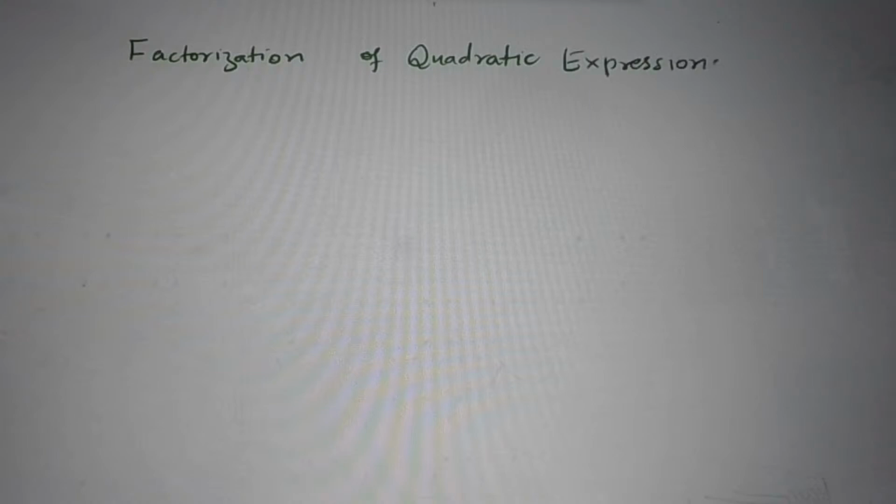It's a cause of development of humanity, the mental development, the enthusiasm for learning. Factorization of quadratic expressions. Some of the expressions are taken as examples.